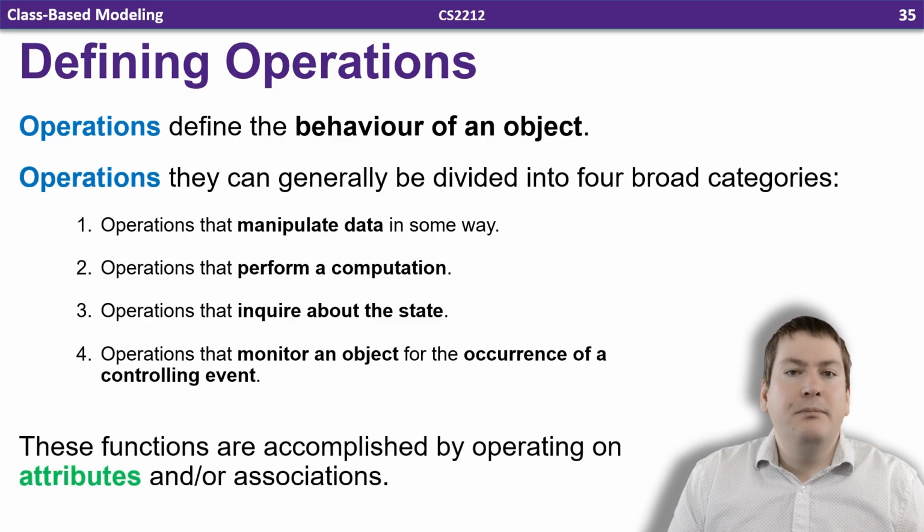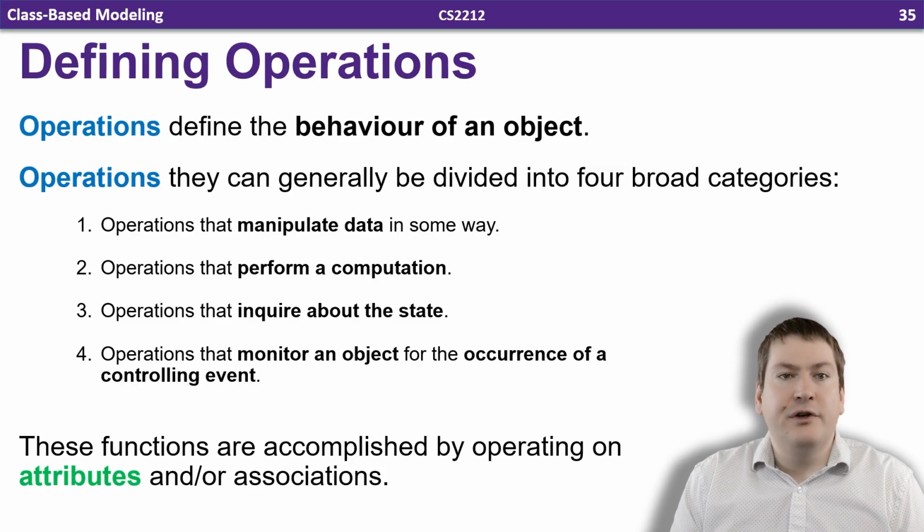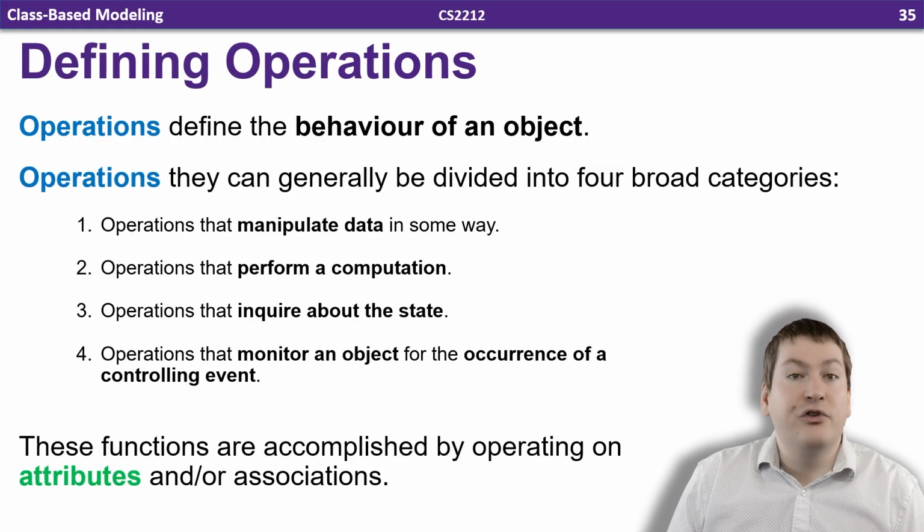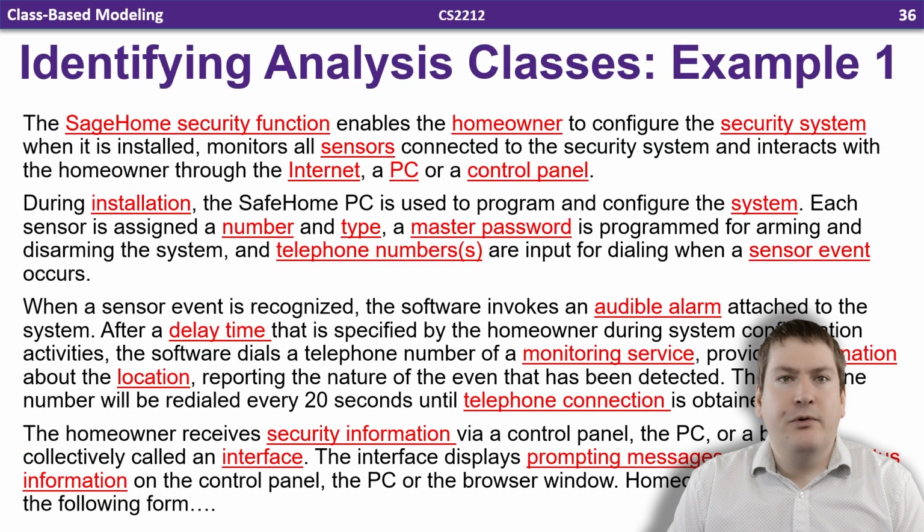So operations accomplish these tasks by operating on the attributes or associations of that class. That's important to keep in mind because it tells us a little bit about where those operations should go. Can't have an operation in a class if it can't access the attributes it needs for that computation or transformation. So how do we identify these operations?